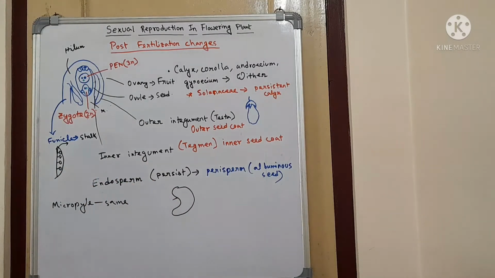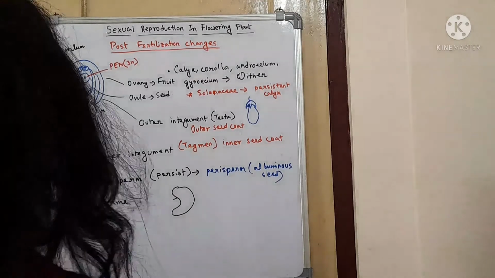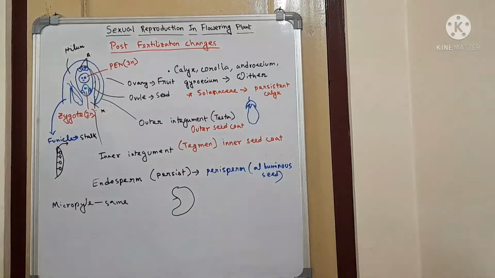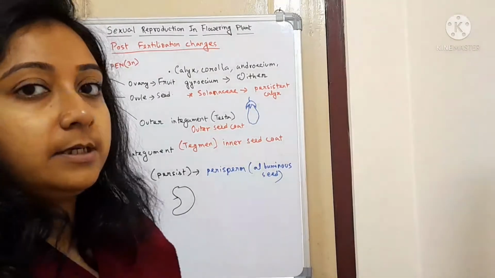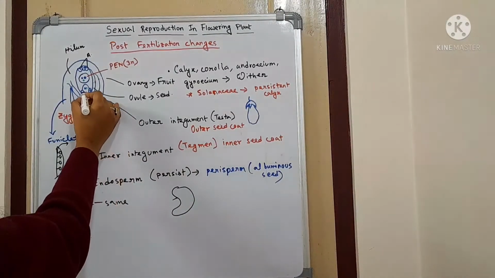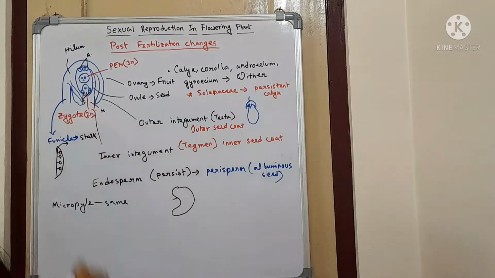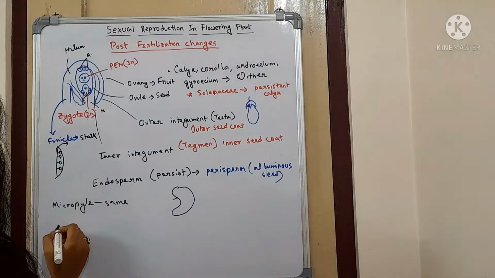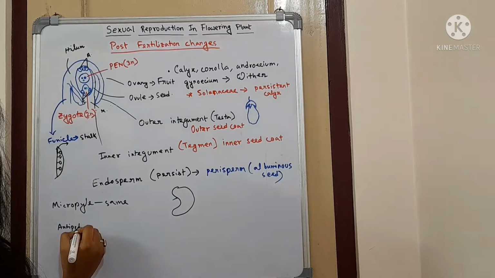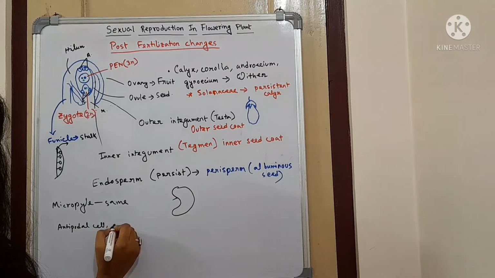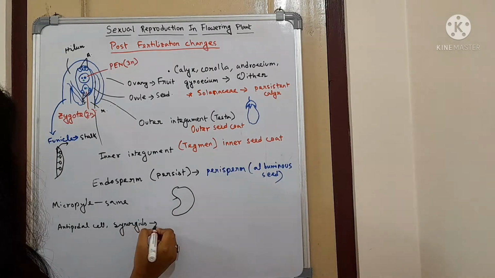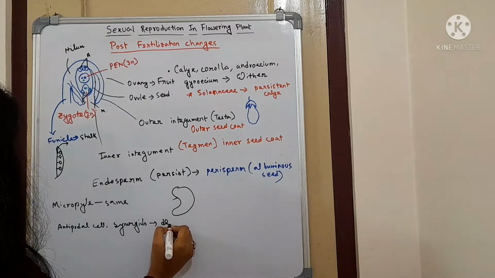The egg cell will be converted into the zygote, and the antipodal cells, which are present here, will degenerate, as well as the synergids. So synergids and antipodal cells, all of them will disintegrate.